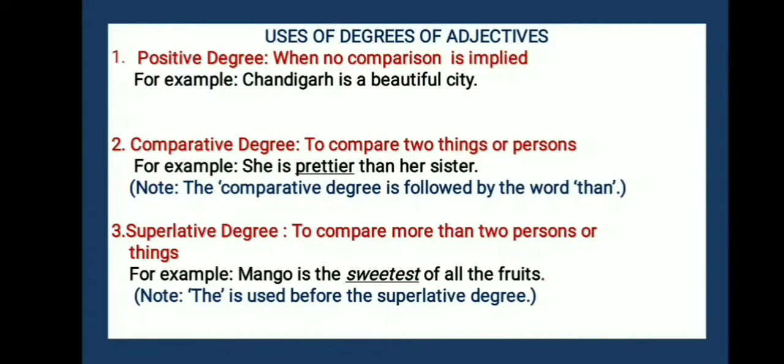The third degree of adjectives is superlative degree. It is used to compare more than two persons or things. For example, mango is the sweetest of all the fruits. The adjective sweetest forms the superlative degree. Students, one important point that you should keep in your mind is that the is used before the superlative degree.